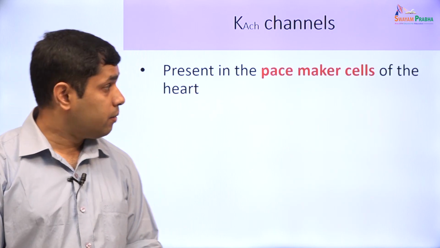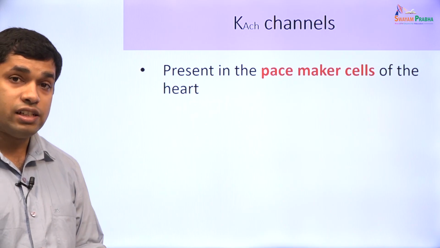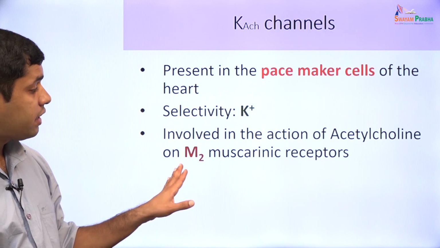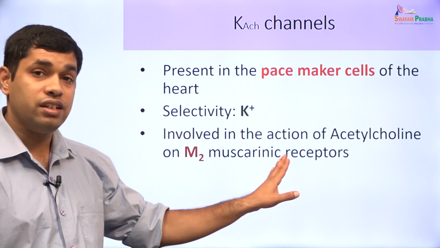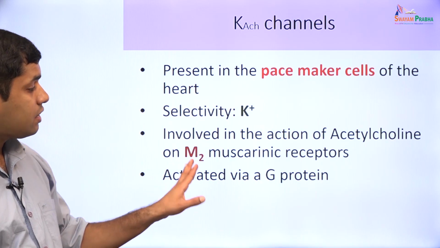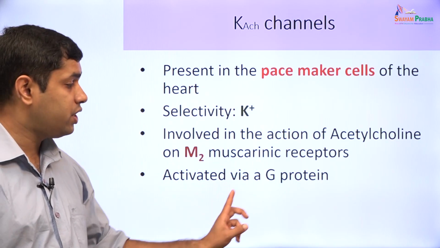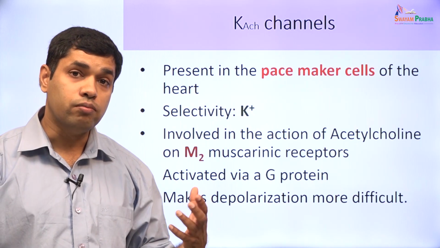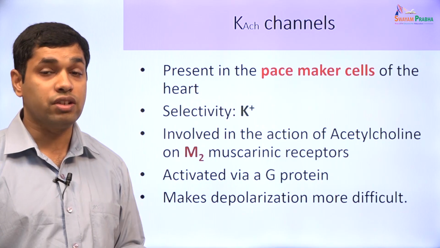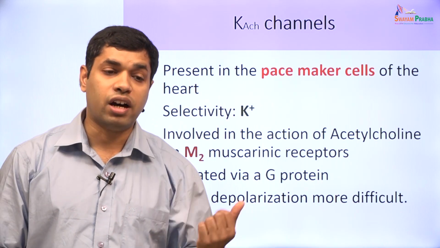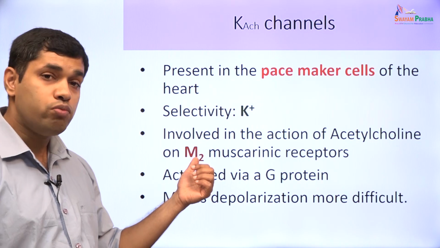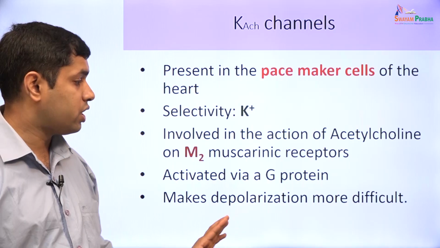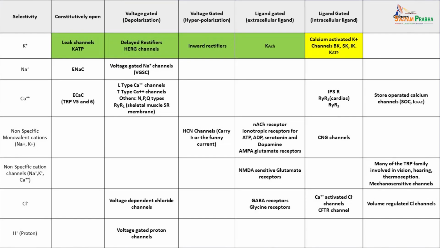The K-ACh channel is present in the pacemaker cells of the heart. It's selective for potassium once again, and this is how acetylcholine acts via the M2 muscarinic receptors. So acetylcholine acting via the M2 muscarinic receptors activates a G protein, and this makes depolarization of the heart more difficult, and therefore it slows down the heart rate. So acetylcholine slowing down the heart rate is because of its action on M2 muscarinic receptors, which act via a G protein on the K-ACh channel, therefore slowing down the heart.